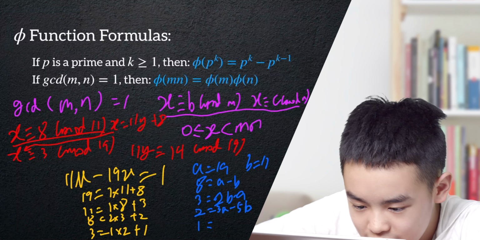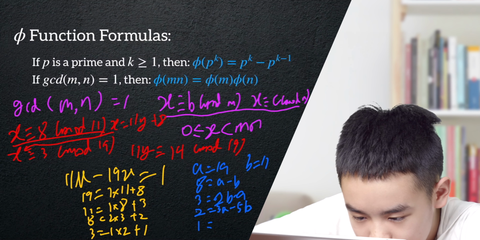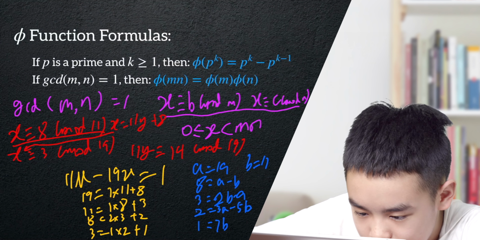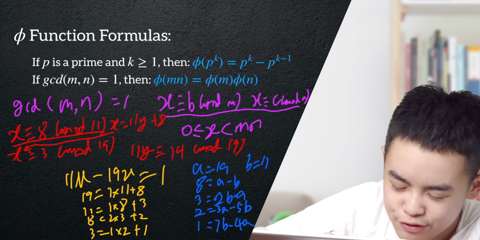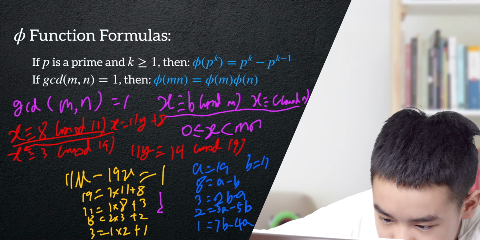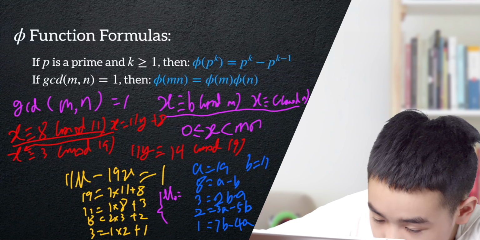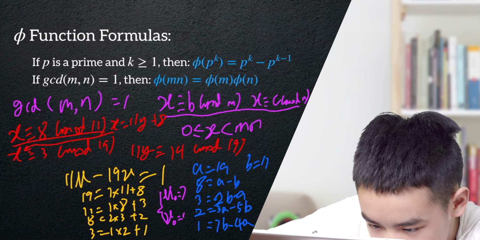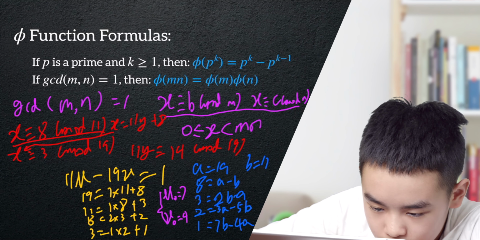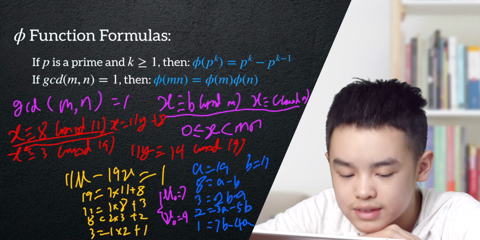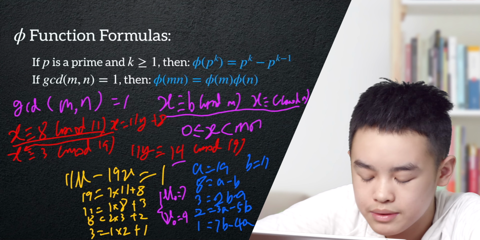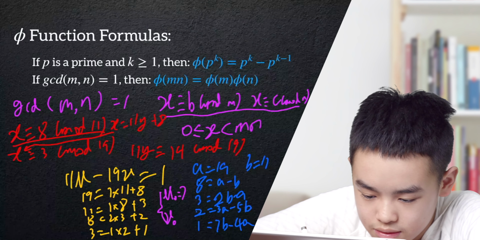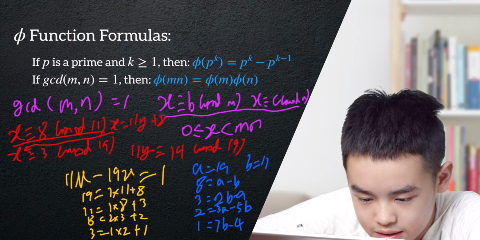And 1 is 7B minus 4A. And there we have it, the first set of solutions, with our interest in U, not in V. So we have these equations, we have these solutions, and remember this 14, so we have to times all these solutions by 14. And my hand will probably get very tired just doing this.